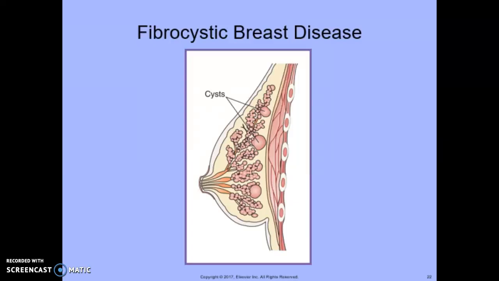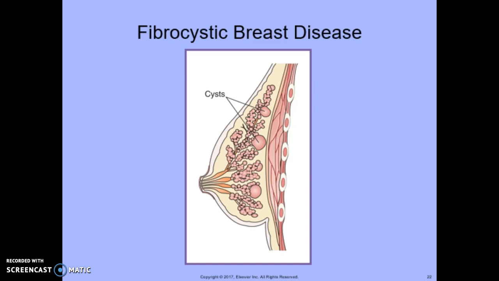Let's look at fibrocystic breast disease. You can find this on figure 17.9. Fibrocystic breast disease is characterized by the presence of multiple palpable nodules in the breast. These nodules usually are associated with pain and tenderness and fluctuate with the menstrual cycle.